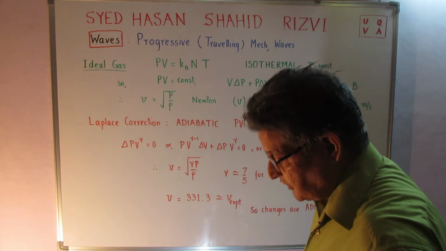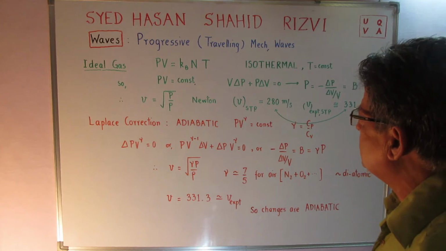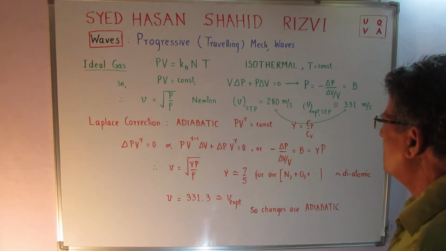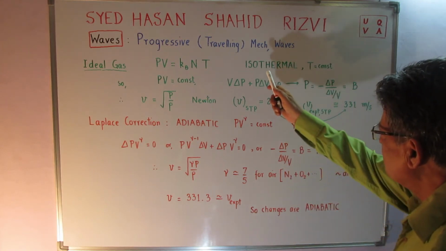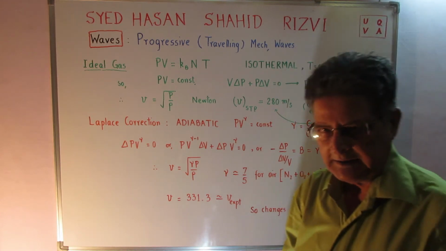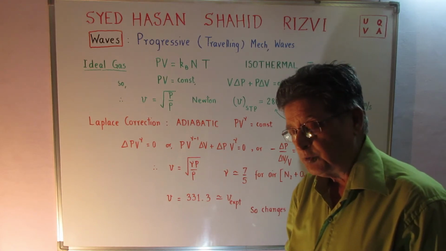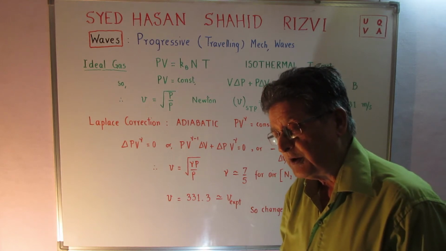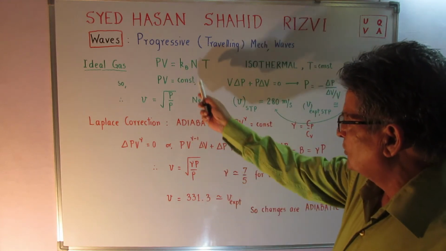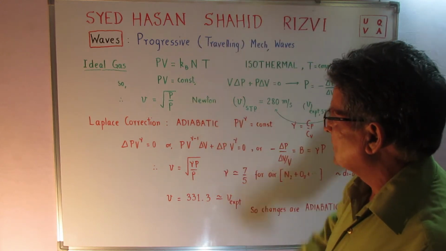The changes that take place during the propagation of traveling waves, the longitudinal waves, it was considered initially that whatever is happening is happening isothermally. And remember, isothermal processes have to be very, very slow. Anyway, so PV is equal to nKbT, where nKb is a constant and T is a constant, so for the given volume PV is equal to a constant.